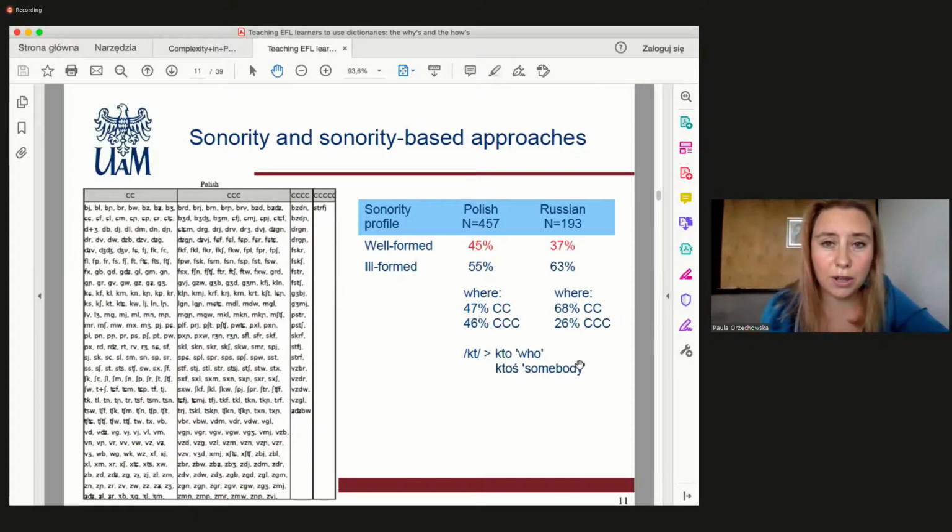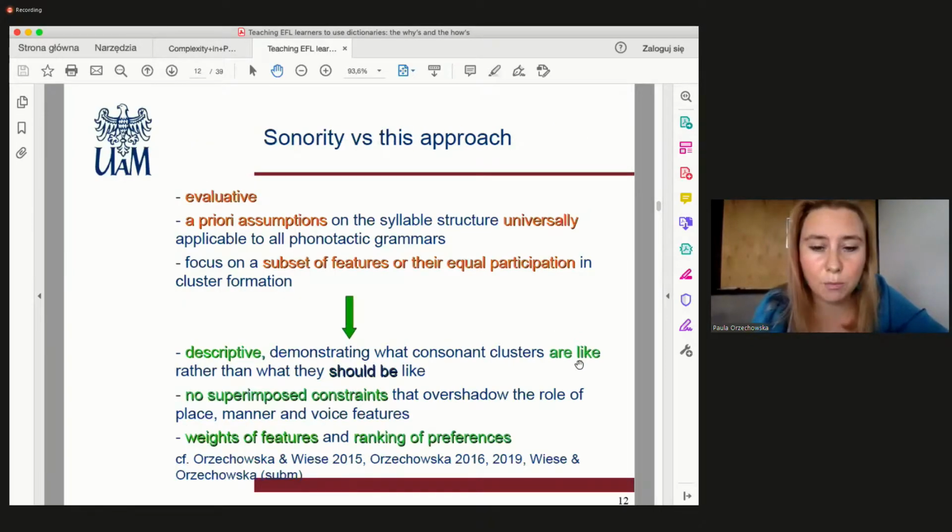So that's why I propose not to use sonority, but to decompose sonority into constituent parts, and just to see not what the structure should be like, but what it is like. So we just forget the whole idea of what the syllable should be shaped like, and we really look into what's in the cluster. I think we really get a much better picture of phonotactic complexity, especially cross-linguistically.